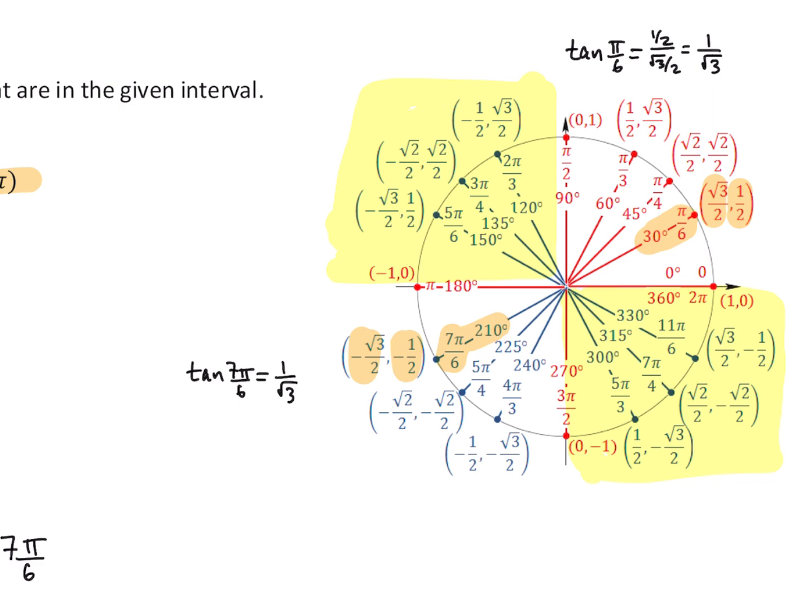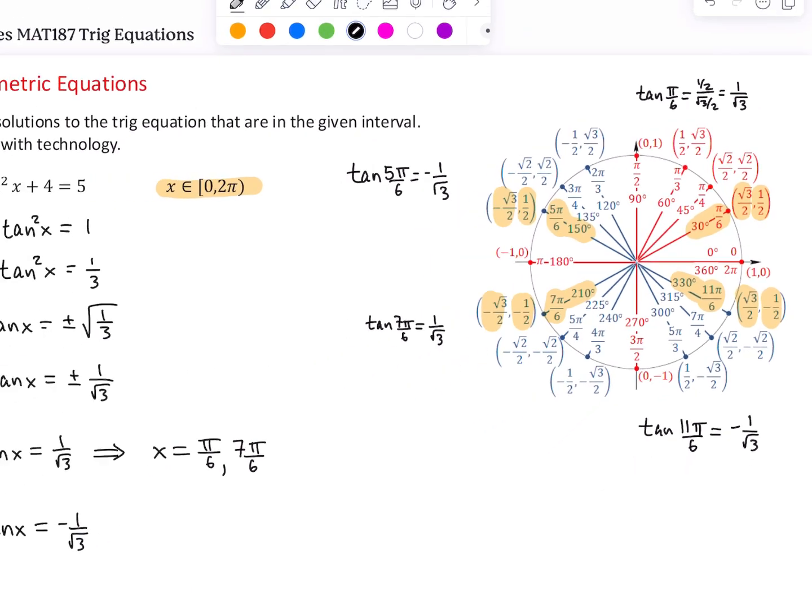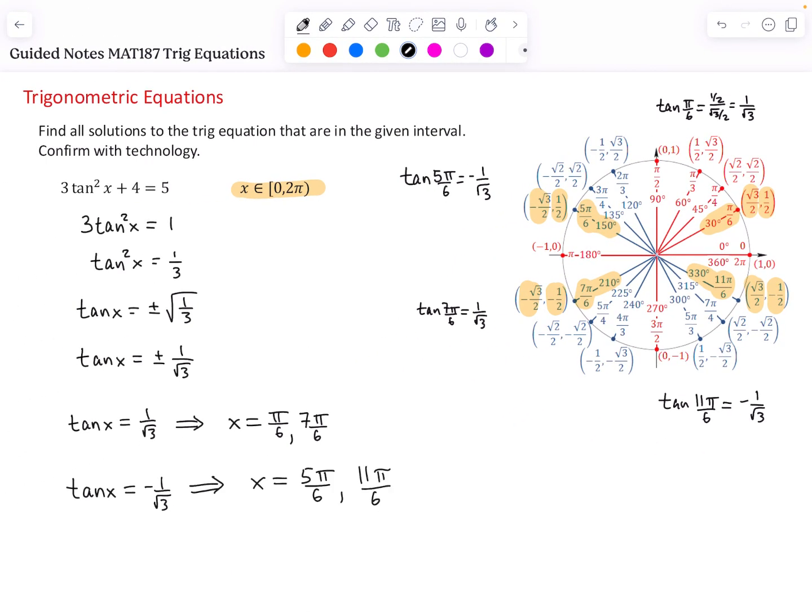And in quadrant 2, the angle we're looking for is 5 pi 6 because second coordinate 1/2 divided by first coordinate negative rad 3 over 2 will simplify to negative 1 over rad 3. And the fourth quadrant answer I'm looking for is at 11 pi 6. Because negative 1/2 divided by positive radical 3 over 2 will simplify to negative 1 over radical 3. And these are the only two angles between 0 and 2 pi where the tangent is negative 1 over rad 3. 5 pi 6 and 11 pi 6.